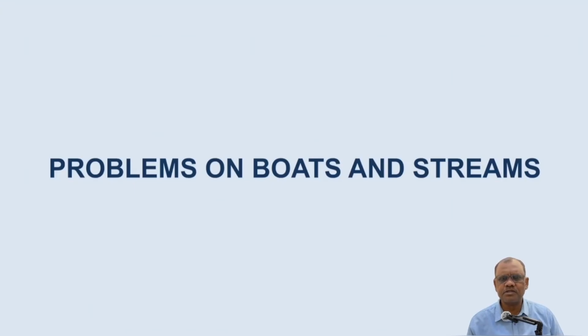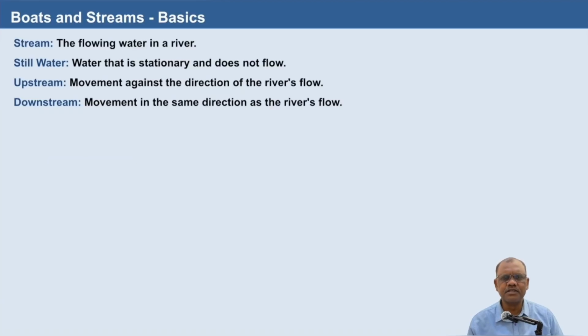We'll solve the problems based on this concept. First of all, let us see the basic points of this concept. What is a stream? The flowing water in a river is called a stream. Still water is water that is stationary and does not flow.